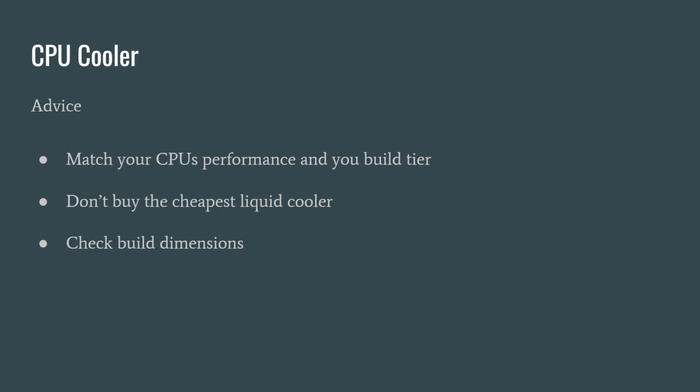So just match your CPU's performance and match your overall build tier that you're going for. Also, just don't ever buy the cheapest liquid cooler. Typically liquid coolers are higher end, so air coolers kind of dominate in the range of anywhere from like $20 to maybe $100. And then after $100, you're probably going to want to just spec into a liquid cooler.